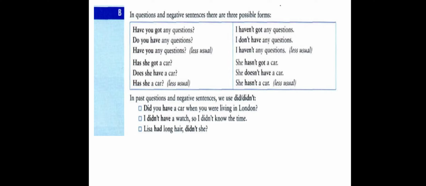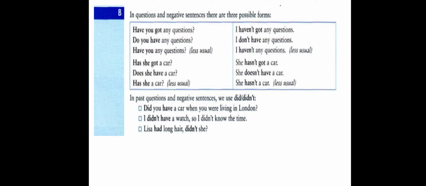B. In questions and negative sentences, there are three possible forms. So the forms here can be like this: have plus got or have alone. To form a question, if the verb is have plus got, the past participle, we move have before the subject. So the question becomes like this: have you got any questions?